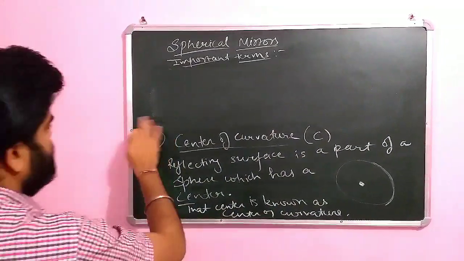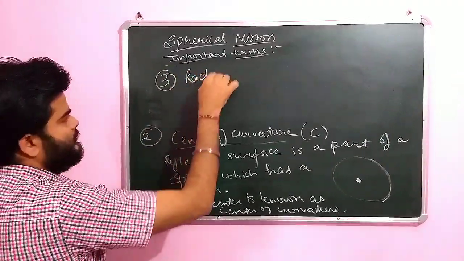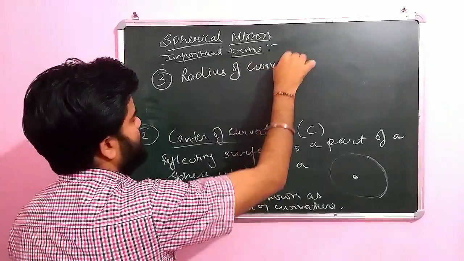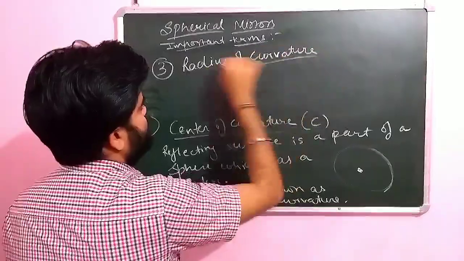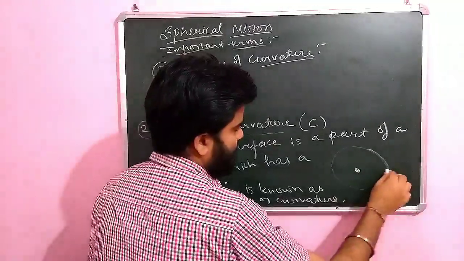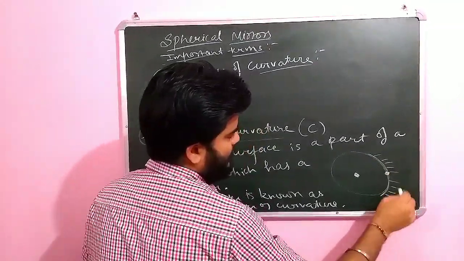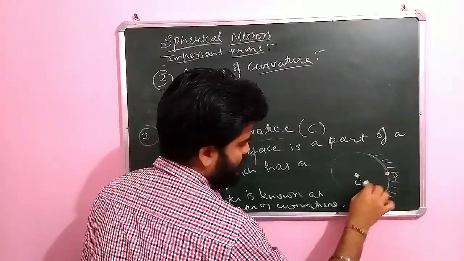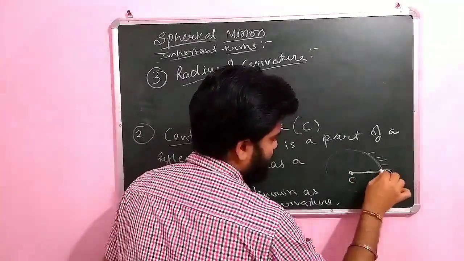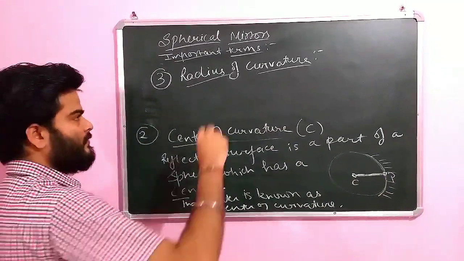Now the third is, what? Radius of curvature. Now you can see that this was the pole. If this is a concave mirror, this was the pole, this is the center. The distance from center to the pole is called radius of curvature.